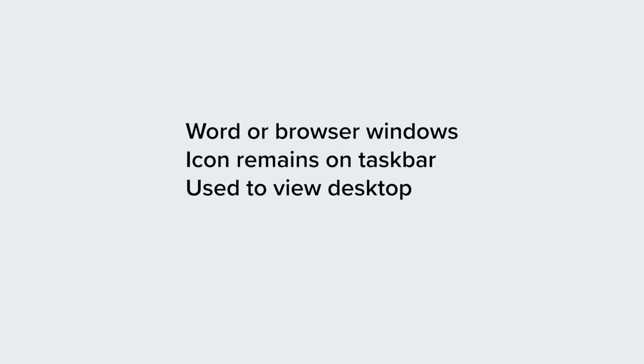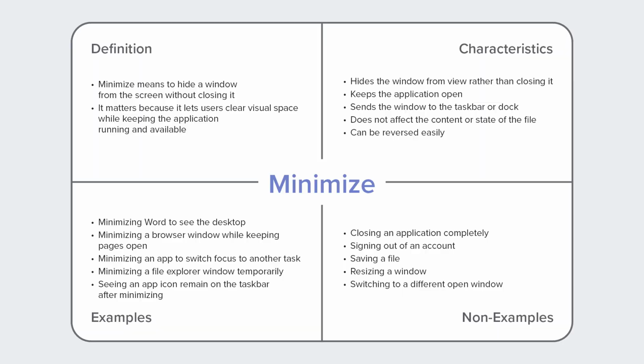You usually see minimize used on application windows such as Word or a web browser. After minimizing, the window disappears from the screen, but the icon remains on the taskbar or dock. The content stays open. This diagram organizes the idea of minimize. Use it as a reference if needed.